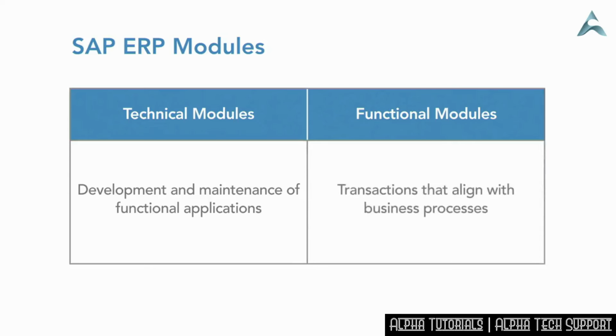Functional modules support transactions. These align with business processes. Modules have very strong integration. This means they send information between each other very efficiently. And this is one of SAP's biggest strengths. There are many functional modules in SAP.